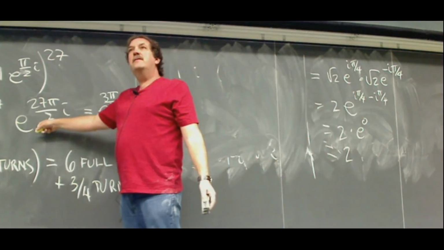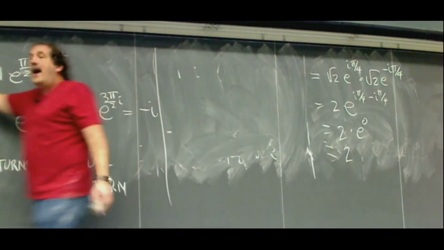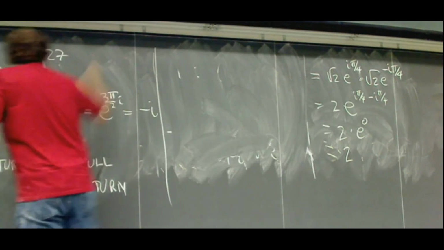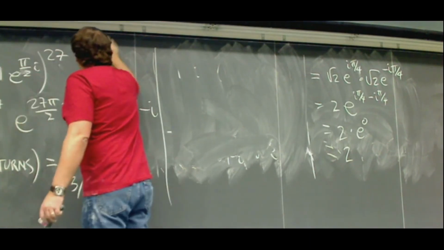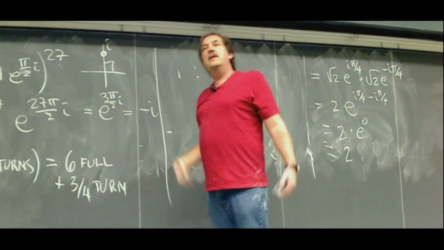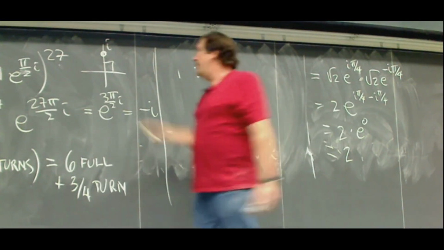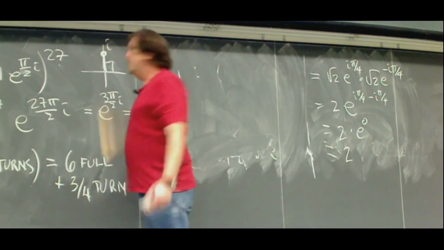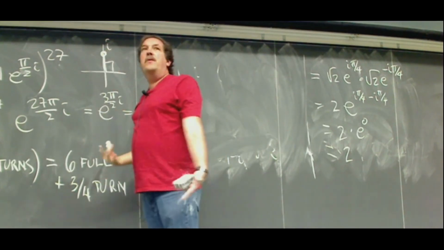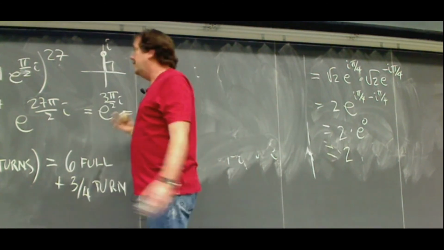So are you with me here? I have i, which is this point here. This angle is 90 degrees or pi over 2. I'm going to raise it to the 27th power. That means the modulus goes to the 27th power. But 1 to the 27th is just 1, so I can forget about the modulus.